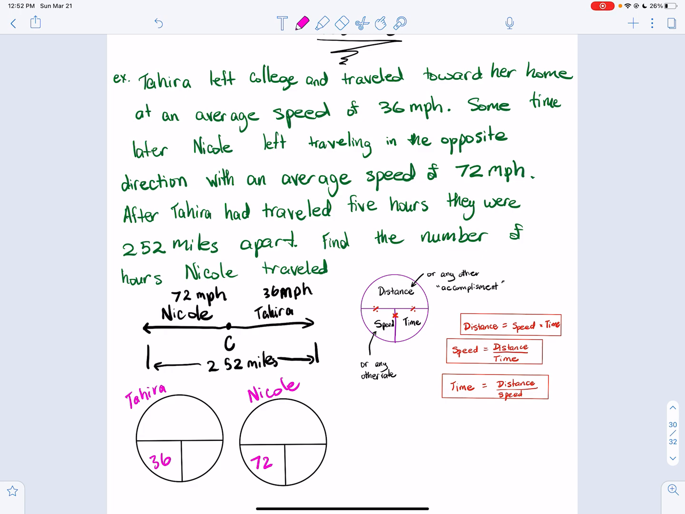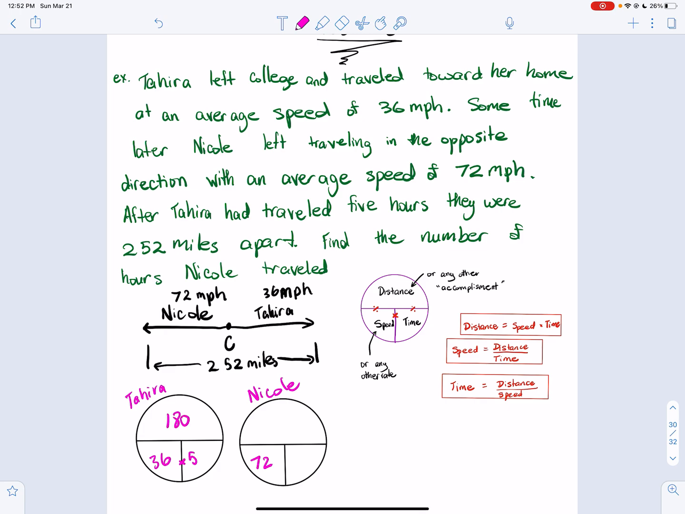We know that Tara traveled for 5 hours. So here the question tells us Tara traveled for 5 hours. So now we have enough to put a second item in Tara's circle, which is super helpful to crack everything. So remember from our original formula, speed multiplied by time gives us distance. We have Tara's speed, we have her time, which means we can calculate her distance by multiplying those two numbers. So when we multiply 36 by 5, we get her distance, which is 180 miles.